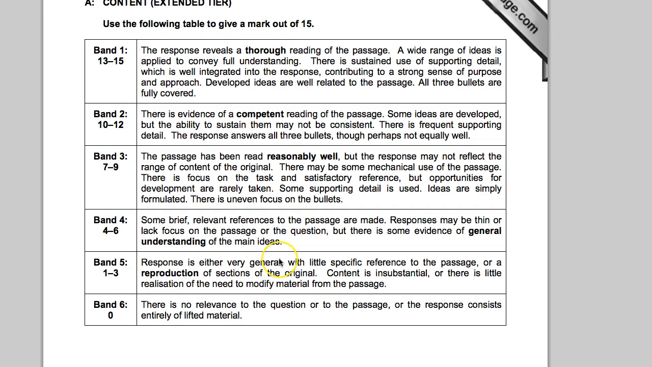Okay, well, how will the examiner mark this? Well, definitely you've read the passage reasonably well, but you didn't reflect the range of content of the original. I wouldn't say that the use of the passage was mechanical because you inferred quite a lot. There is focus on the task and satisfactory reference, but opportunities for development are rarely taken.